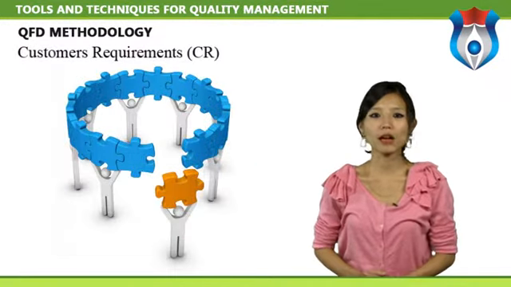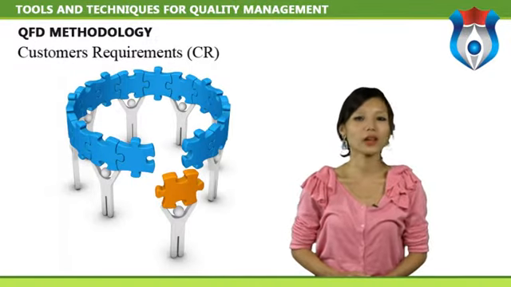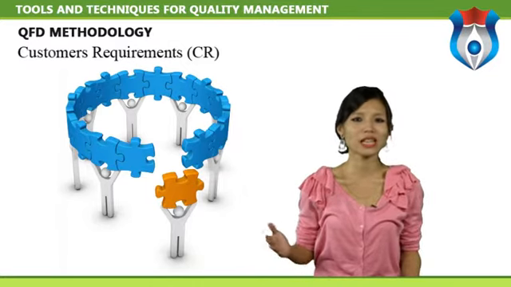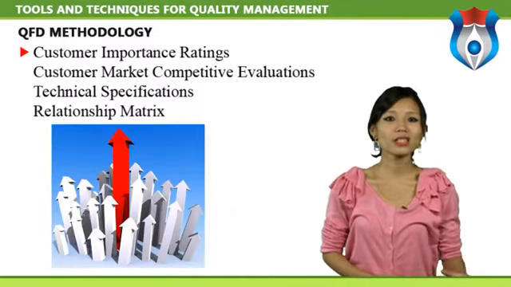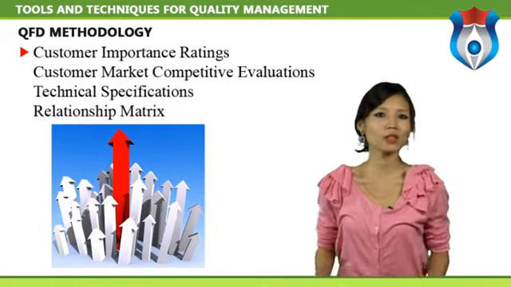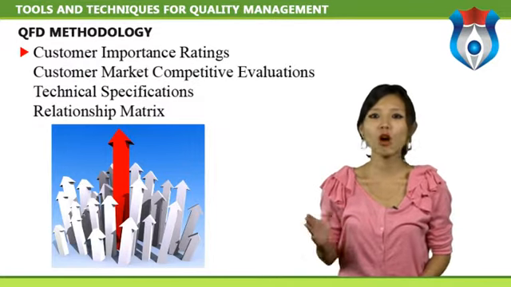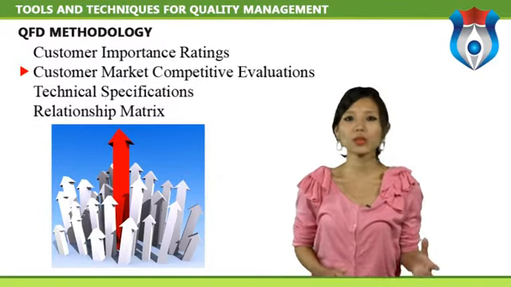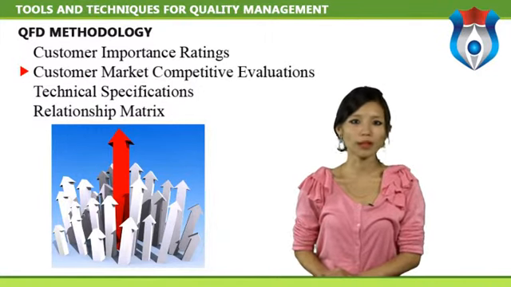Customer requirements, CR. It is known as the voice of the customer, or VOC. They are the whats, what the customer wants from the product to be developed. They contain customer wishes, expectations and requirements for the product. Customer importance ratings. Once these whats are in place, the customer needs to provide numerical ratings to these whats items in terms of their importance to the customer. Customer market competitive evaluation. In this block, a comparison is made by the customer between a company's product or service and similar competitive products or services on the market.